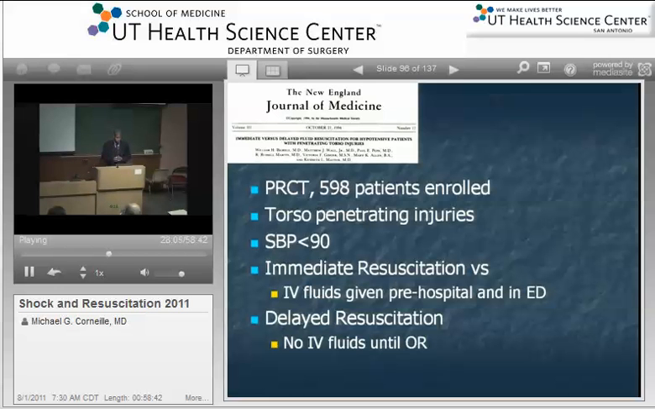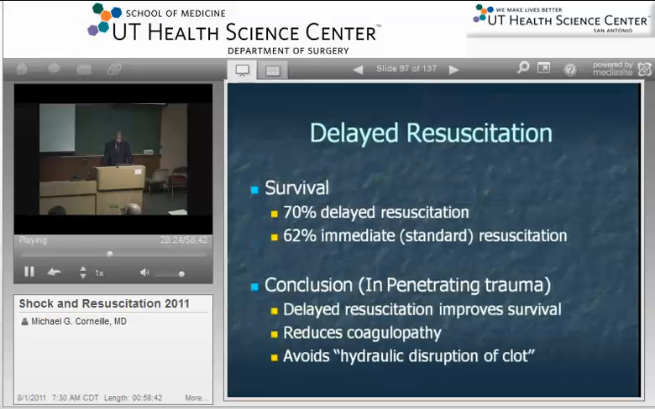What was the standard of care in the day? In delayed resuscitation, those patients got IVs. IV access was established, but fluids were not given until the patients were in the operating room and attempts at surgical hemostasis were underway. They were able to show that there was an improvement in survival. 70% survived in the delayed resuscitation arm compared to 62% in the immediate resuscitation arm. So a significant improvement in outcome.